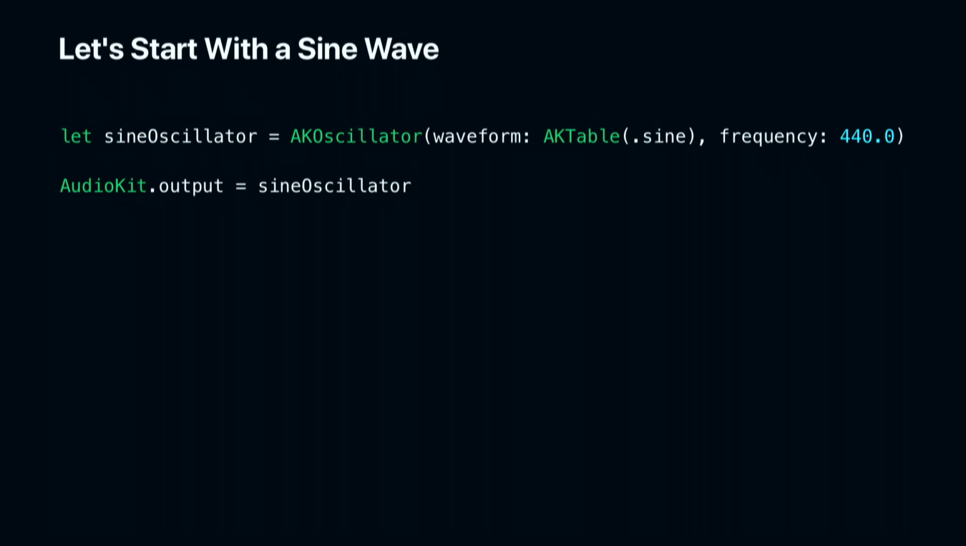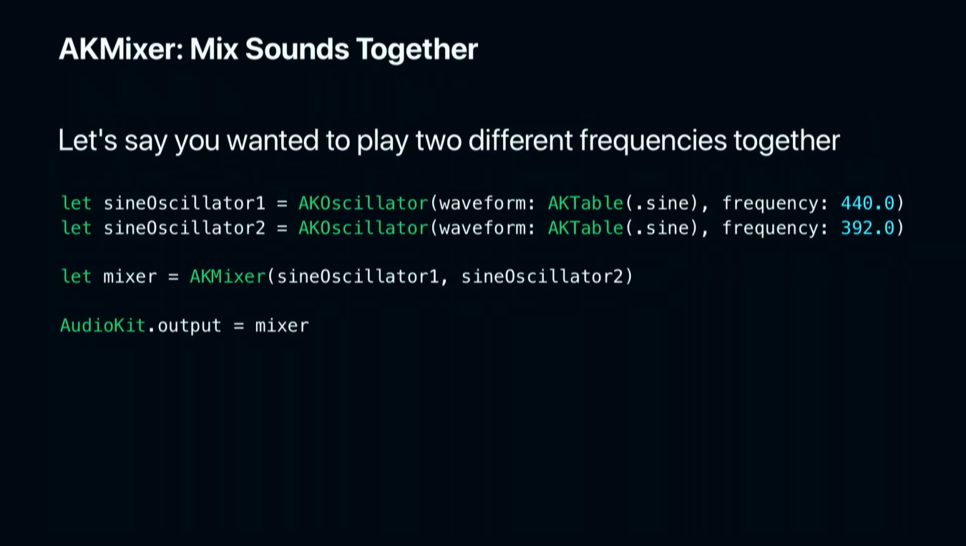It's really simple. So then you start getting into things like AKMixer, which is a mixer. So you can create 2 oscillators and mix them together, maybe if you wanted to play 2 notes at the same time. So here we have A and we have G, which is 392 hertz. So when you play those 2 together, you get something like this.